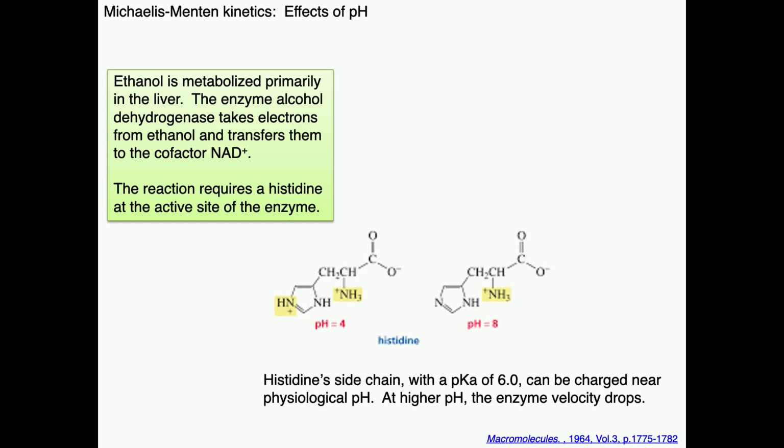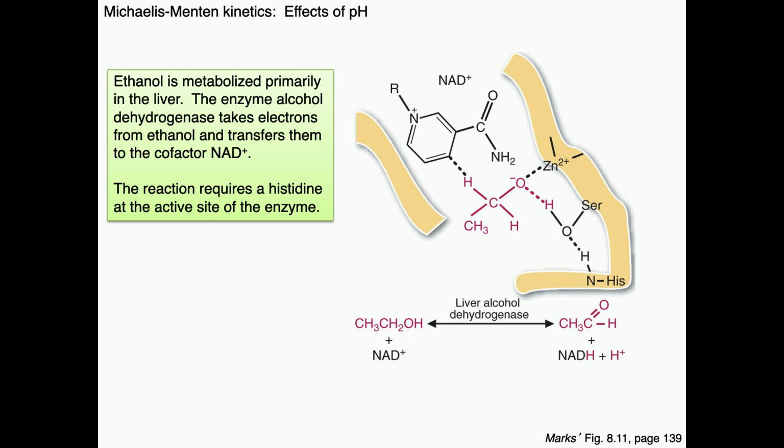Okay, so if we recall, histidine is one of those charged amino acids, and it has a nitrogen on the ring on the side chain that can either be protonated and positively charged or deprotonated and neutrally charged. And that histidine is right here. Okay, so if you don't have that positive charge there and that extra proton, you're not going to get that ionic pulling of the serine, and that's necessary for the transfer of the electrons off of the alcohol to make the aldehyde.